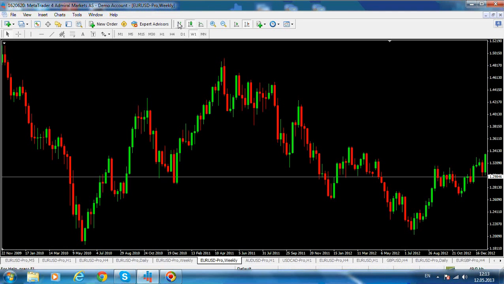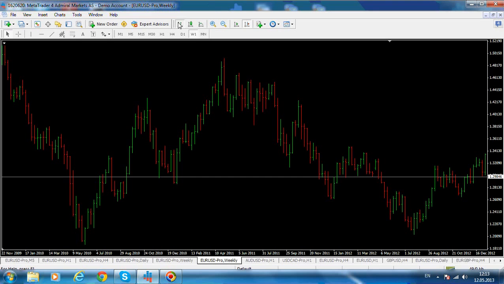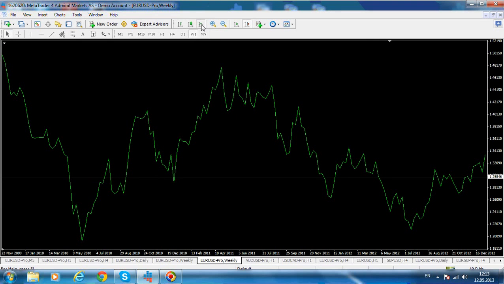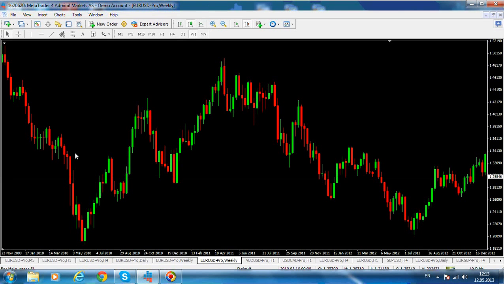So if you have a bar chart like this, or a line chart, that won't help you. You need candles. For the purpose of our analysis, we will use red and green candles. Red meaning bearish, and green candle meaning bullish.